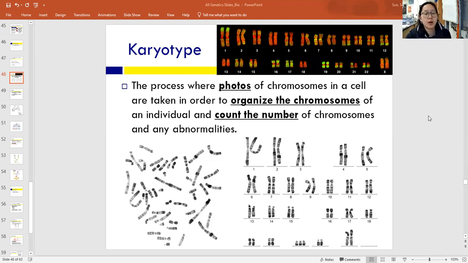So at the bottom, you can see the example of kind of what it looks like when the chromosomes are just found scattered around in the center of a nucleus. And then you can cut each image apart and put them into their spaces.